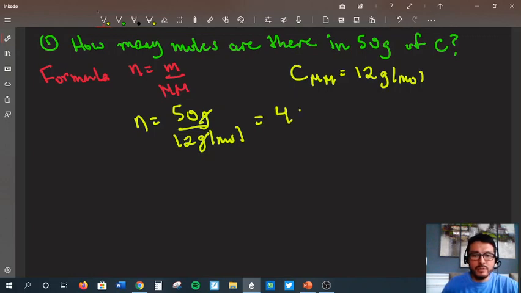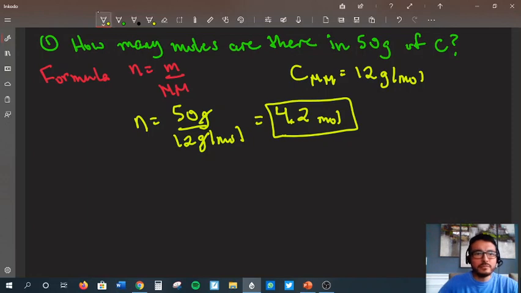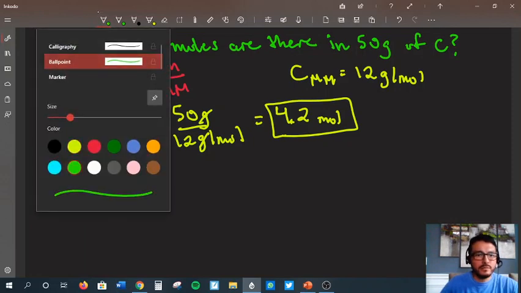just round it here to the nearest tenth. We'll talk about significant figures and digits later, but round to the nearest tenth, and we have 4.2 grams. Sorry, let me erase that. Not grams. Grams canceled out, right? So it's moles. 4.2 moles. So that's our answer. 50 grams of carbon is actually 4.2 moles. Next question.